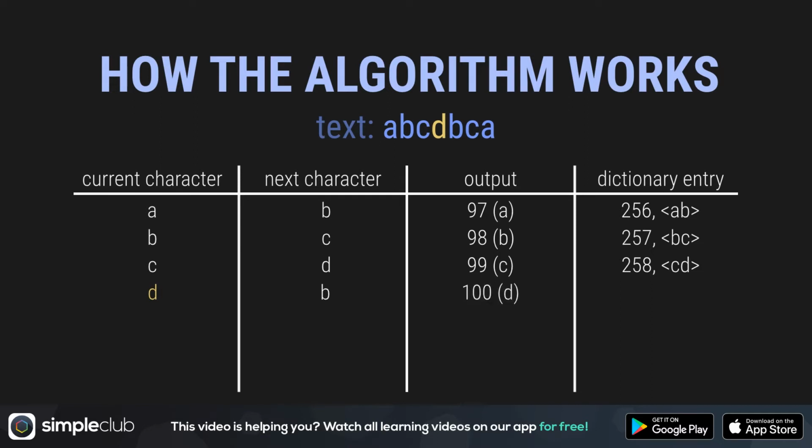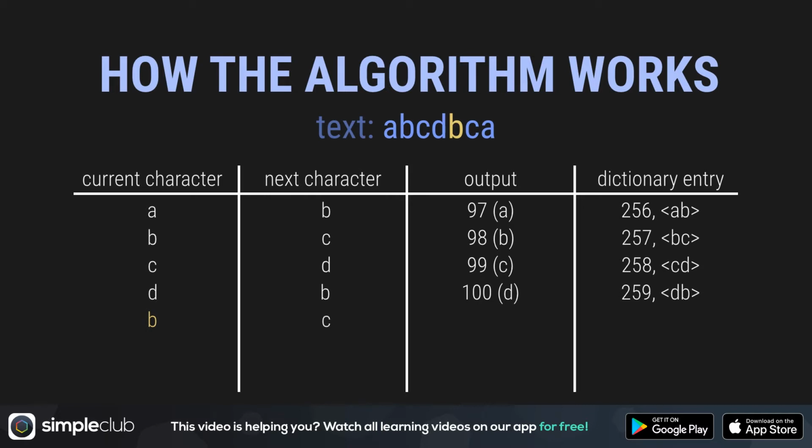Now we put the current character and the next character together and see if this combination is already in the dictionary or not. Since DB isn't in the ASCII table yet, we make a new dictionary entry using the next index value that isn't taken. So we assign DB index value 259. Okay, now our current character is B, and the next character is C.